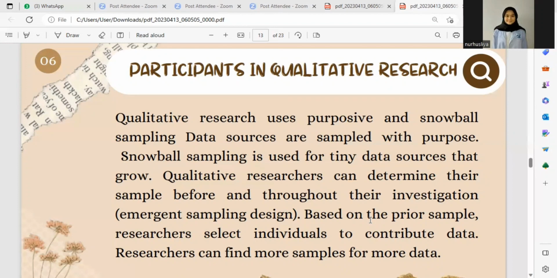Qualitative research observes and interviews social situations: specific, specialized, purposeful. Thought and aims determine the interviewees. And qualitative research uses purposive and snowball sampling. Data sources are sampled with purpose. Exploring the object or social situation under investigation will be simpler if the researchers understand what to expect.